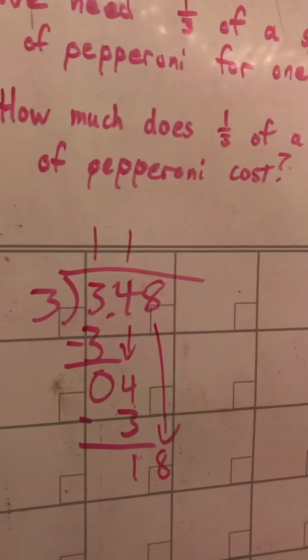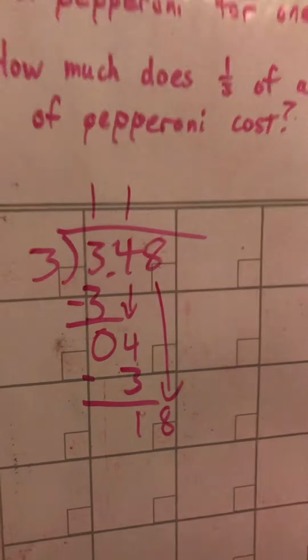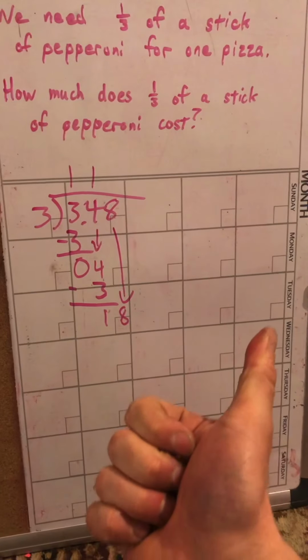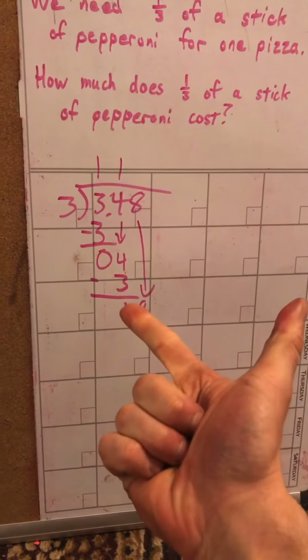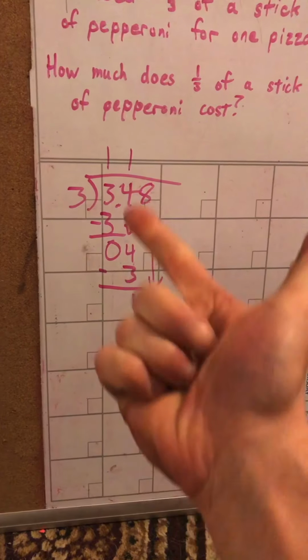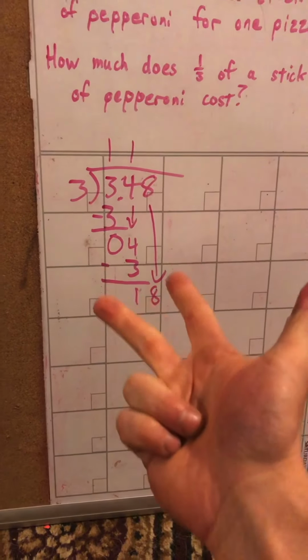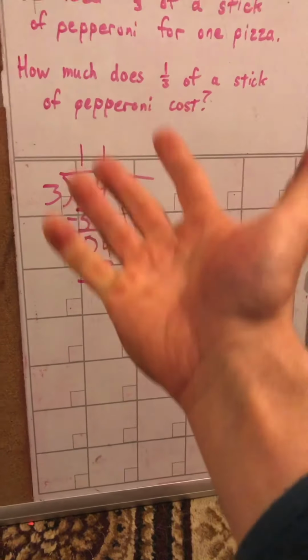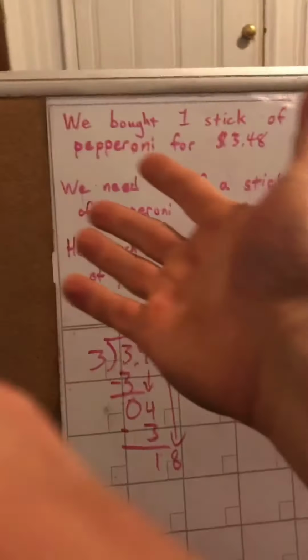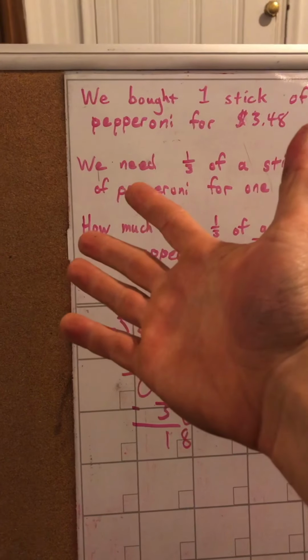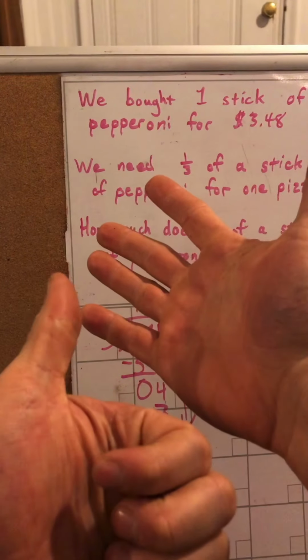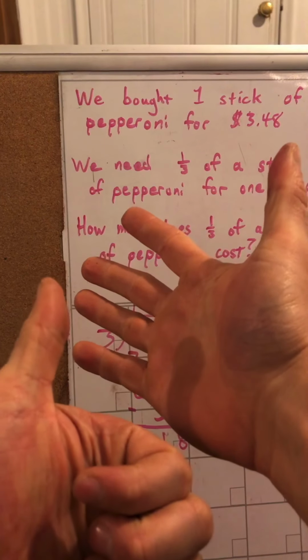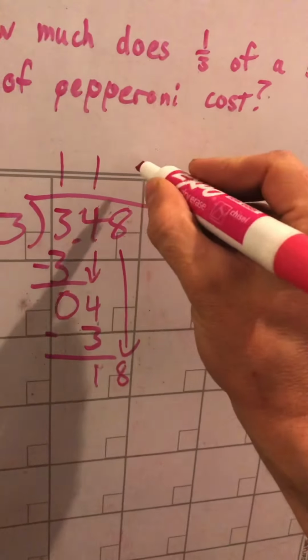How many times does 3 go into 18? 3 is 3. 3 plus 3 is 6. 6 plus 3 is 9. 9 plus 3 is 12. 12 plus 3 is 15. 15 plus 3 is 18. So 6 times 3 is 18. So 3 goes into 18 6 times.